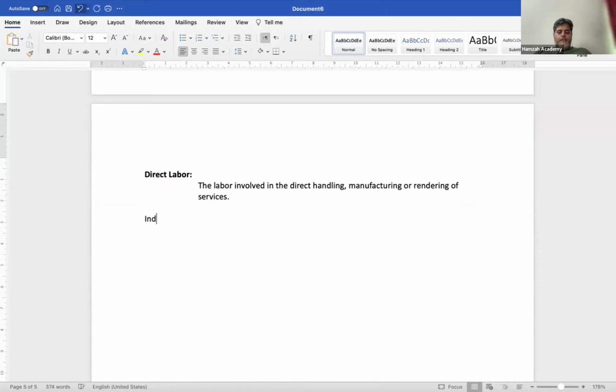Then we have indirect labor as well. Indirect labor is the labor working in a supportive role. The labor which is directly involved in the production, directly working on the factory floor, is going to be called direct labor. The labor which is helping, like the cleaning staff or the security guards, are the ones we are going to classify as indirect labor.